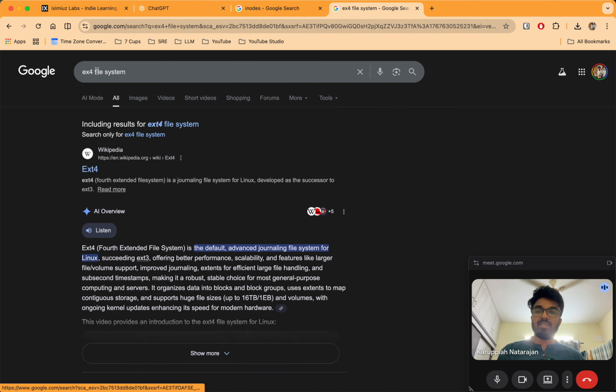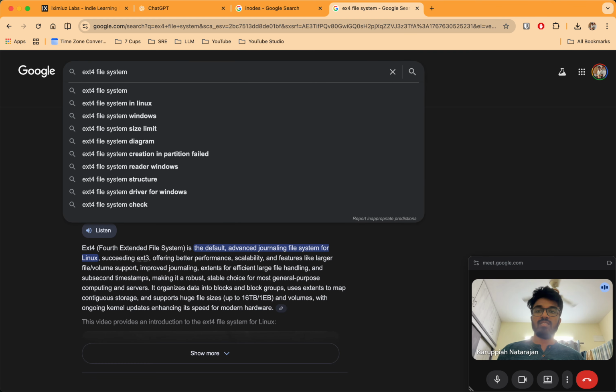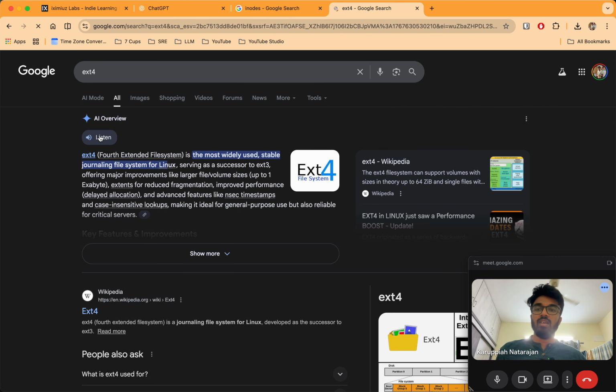Oh, sorry, I wrote it as ex4, not ext4. So fourth extended file system. I think ext is short for extended, and the fourth version is the most widely used stable journaling file system for Linux, right? Serving as a successor to ext3, and there is ext2 also, I think. So offering major improvements like larger file volume sizes and all that.